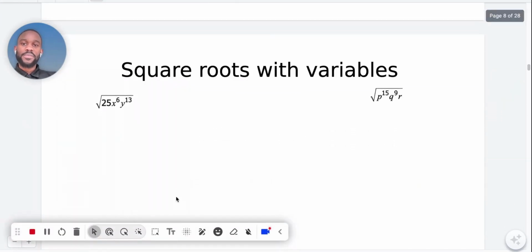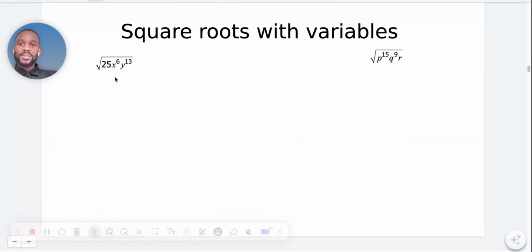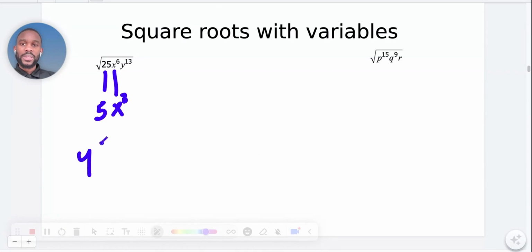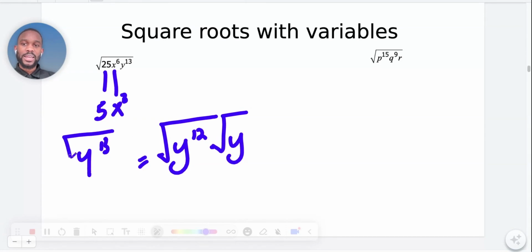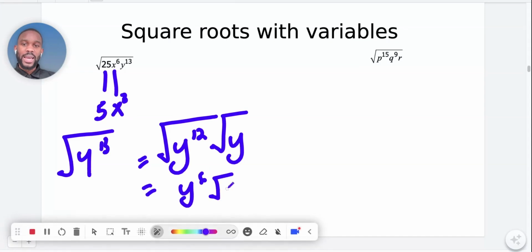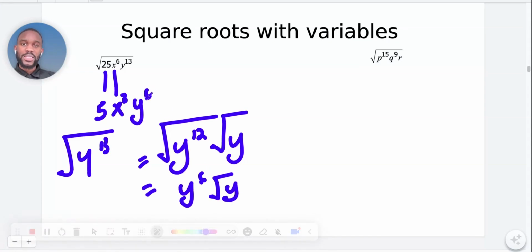Make sense? Okay, let's do a few more examples. Sometimes they might give you so many variables, and that shouldn't scare you. Now let's look at this. Go step by step. The root of 25 is 5. The root of x to the 6th is x to the 3rd, if you divide by 2. Now y is giving us a problem. So side work, you go and do y to the 13. This is the same as y to the 12 times y to the 1st. So if you get the square root of this, and the square root of that, this will give you y to the 6th root y. So the answer will be 5x to the 3rd y to the 6th root y.